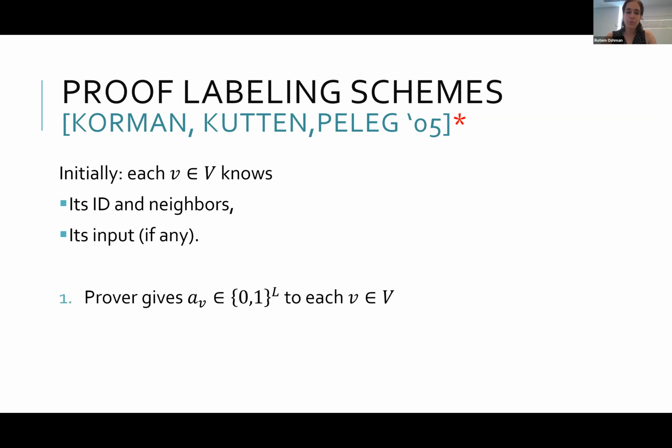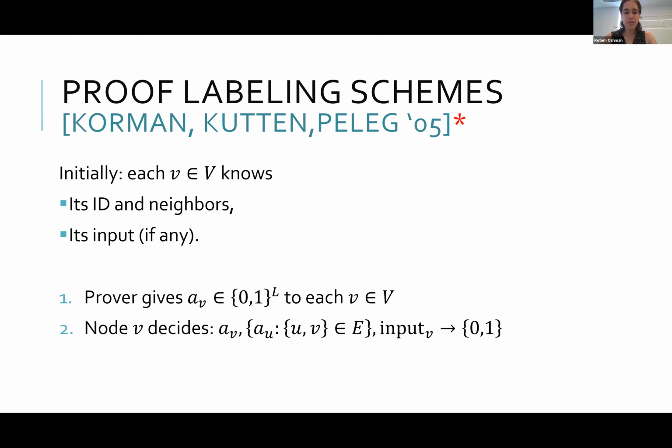And the way that the proof system works is that the prover assigns to every node a label, which is just a binary string of some length L. And then every node sees its own label and the labels of all of its neighbors and its input, if it has an input, and it's going to decide accept or reject. And we say that this configuration, the network plus the inputs, is accepted if everybody accepts. It's enough for one node to reject, to sort of raise a red flag and say, I'm not happy, in order for us to say that it's rejected.